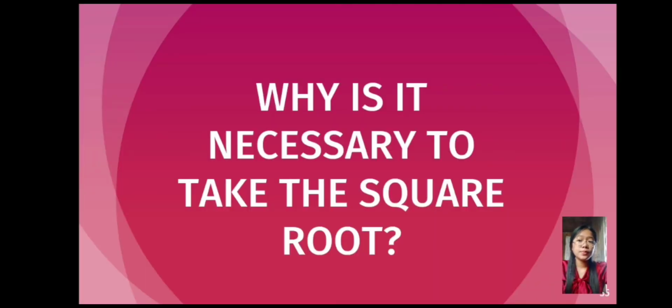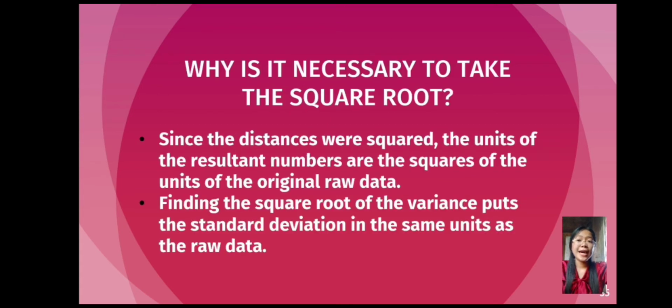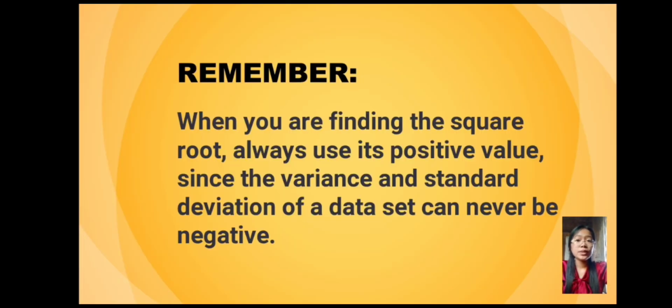Another question would be, why is it necessary to take the square root? Since the distances were squared, the units of the resulting numbers are the squares of the units of the original data. Finding the square root of the variance puts the standard deviation in the same units as the raw data. Remember, when you are finding the square root, always use its positive value since the variance and standard deviation of a data set can never be negative.